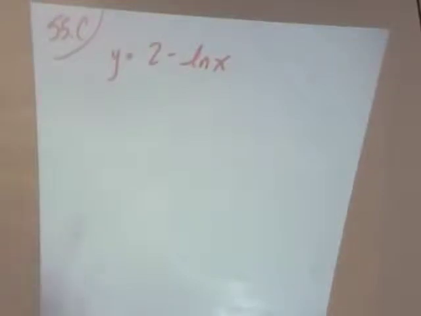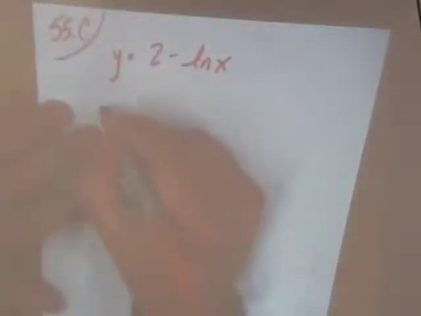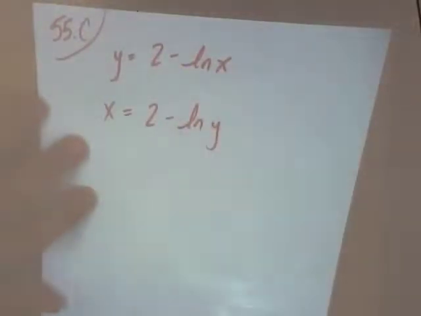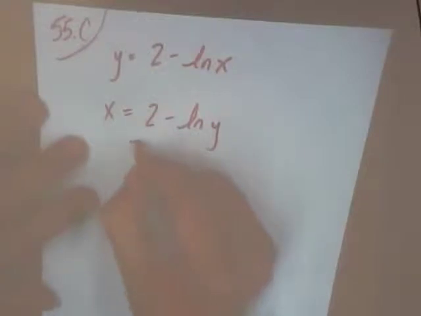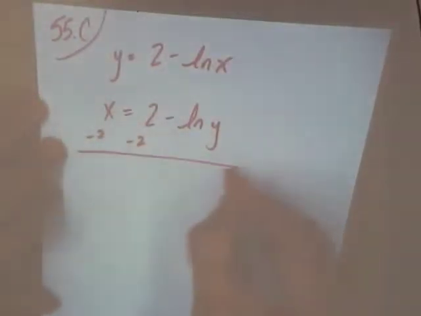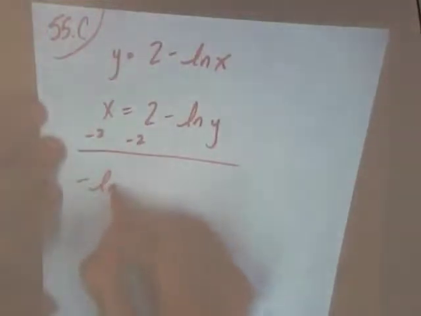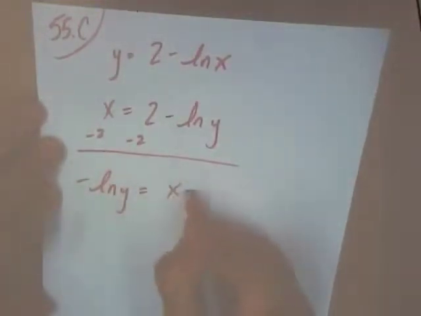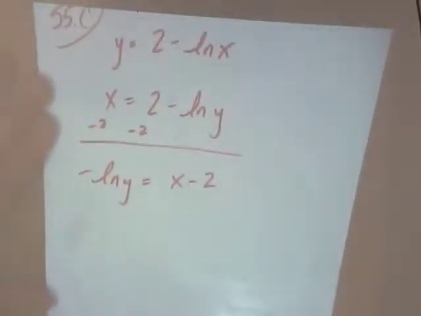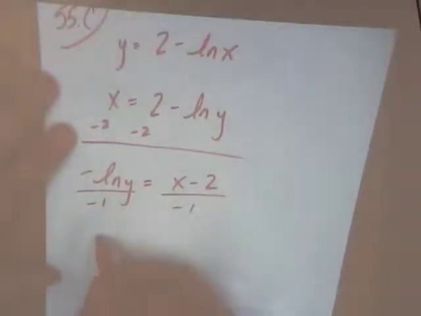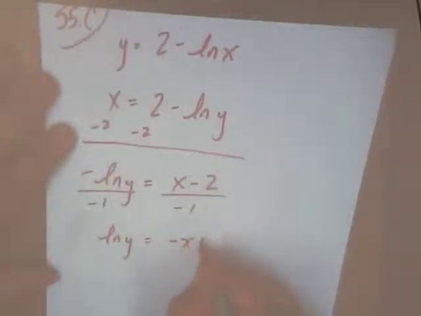All right, let's find the inverse. So we'll switch the x's and y's. And then we have to solve for y. So minus 2 over. And I'll go ahead and switch the sides. Don't forget that negative. Negative natural log of y is equal to x minus 2. Divide everything by negative 1. Natural log of y is equal to negative x plus 2.